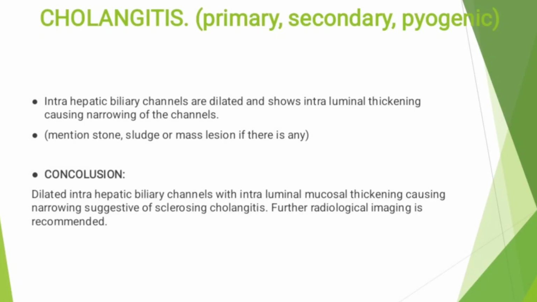So the report would be that intrahepatic biliary channels are dilated and show intraluminal thickening, causing narrowing of the channels. Mention whether there is any stone, sludge or mass lesion within it, or if not, just mention it was dilated with intraluminal wall thickening. And conclusion would be dilated intrahepatic biliary channels with intraluminal mucosal thickening, causing narrowing, suggestive of sclerosing cholangitis. This is actually an ultrasonic finding. So for further workup, you have to write on the report that further radiological imaging is recommended, to correlate the ultrasound diagnosis.